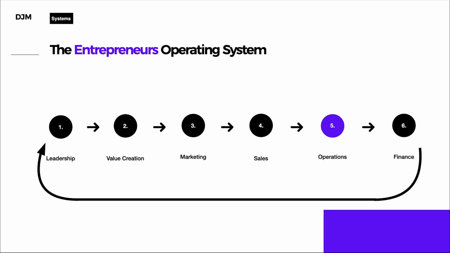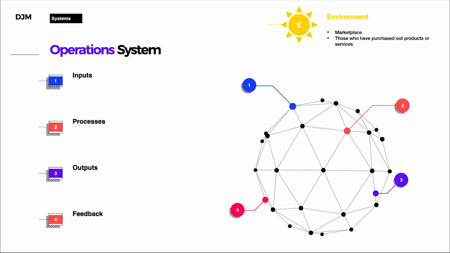Now we have leadership, which leads to value creation or your valuable offer, which leads to marketing that valuable offer, which leads to sales happening. And now we have the operations of the business that come after that. The environment is, again, the marketplace, because that's where all of our clients are. That's where you exist. It's where you do your marketing. It's where you do your research and development. And it's those who have purchased our products or services. The inputs to the operation system are our paying clients, money and time that we put into making our products.